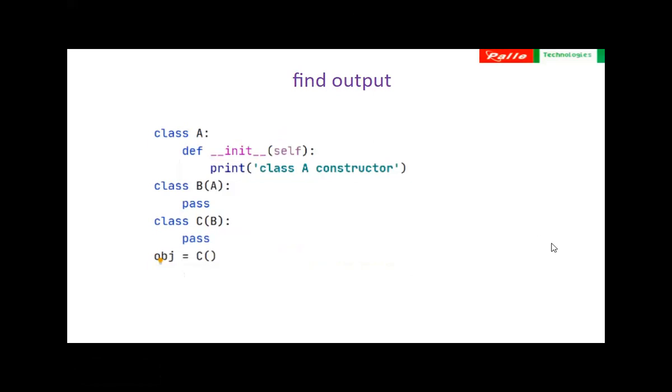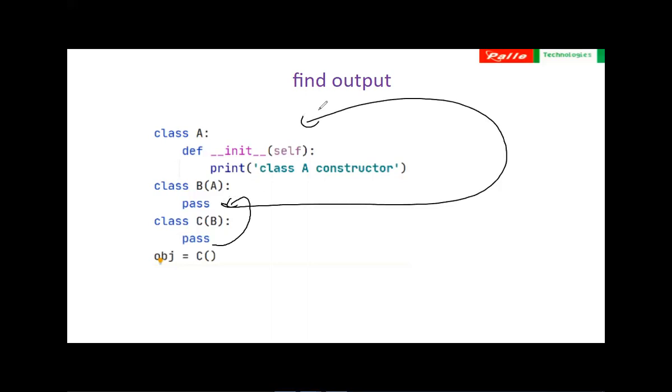So you're able to make a difference, right? I'm creating an object of C class. So in C class, do I have any constructor? No. So now it will go to the immediate parent. Which is the immediate parent? B. Now inside B class, do I have any constructor? No. So again it will go to the immediate parent. Which is the immediate parent for B? A. So now it will go and execute the A class constructor. So the output of this code will be class A constructor. Is it clear? This example.